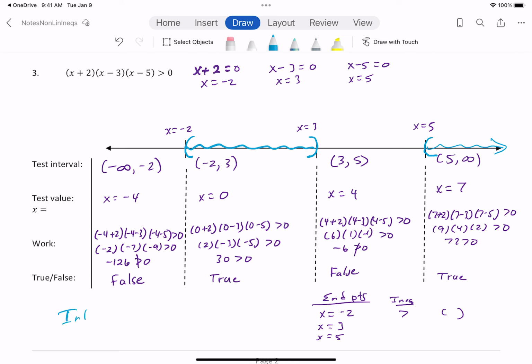So finally, my interval notation. We're going to have a union again because we have two disjoint sets. From the left, our first region begins at -2 and goes to 3. Then we have our gap. It starts again at 5 and goes to positive infinity.